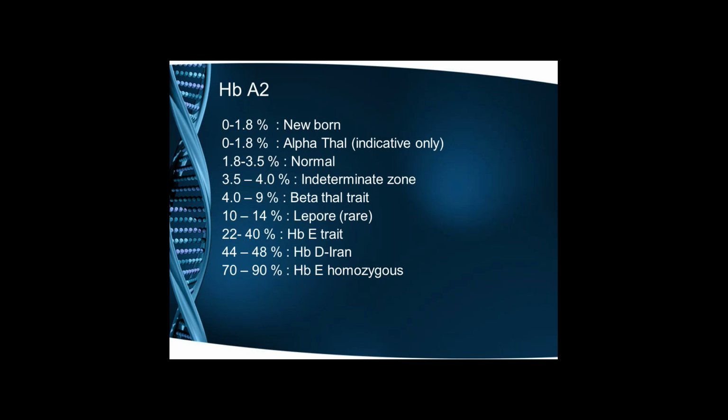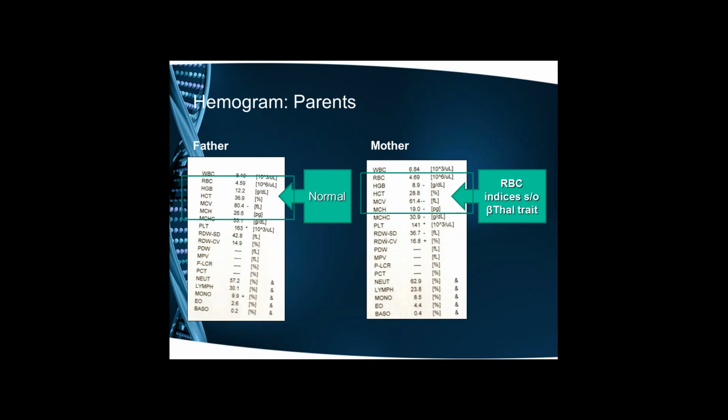But our HbA2 is not in these ranges. So in such cases, we should resort to a family study, suspecting this to be a case of E beta thalassemia. What we did here was a hemogram of both the parents. The father was normal. The mother showed microcytic hypochromic indices with a bit higher RBC count, although not more than 5 million as we have thought. But this is also very suggestive that it could be thalassemia trait.